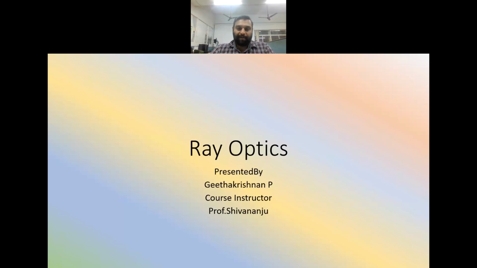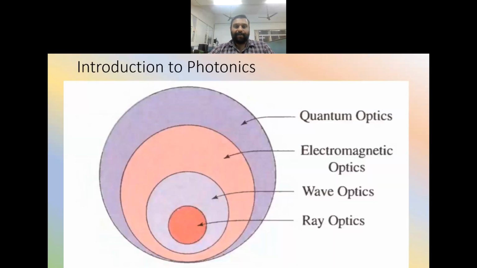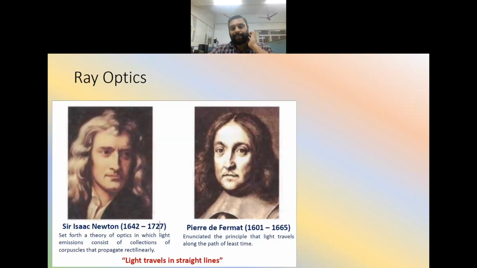In the introduction to photonics class, we were talking about the different categories of optics. The initial one is ray optics. Here we are considering light waves as straight lines.